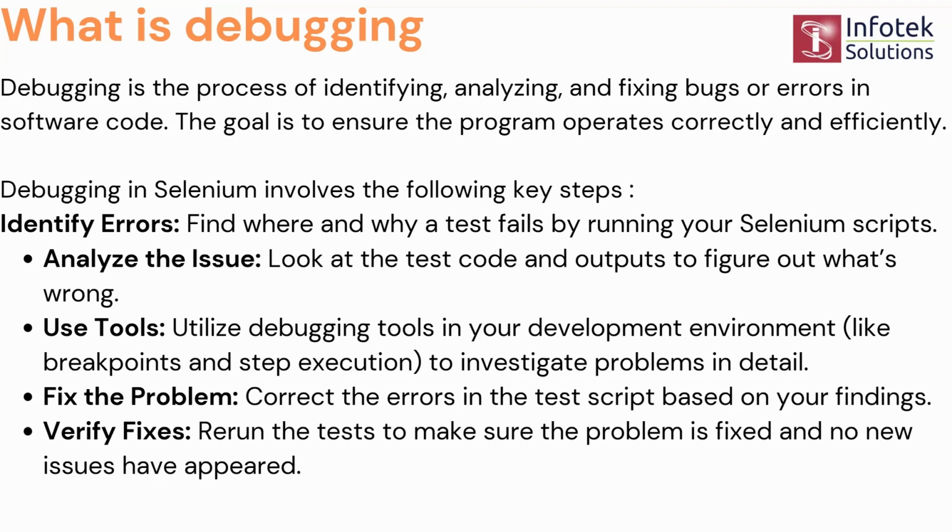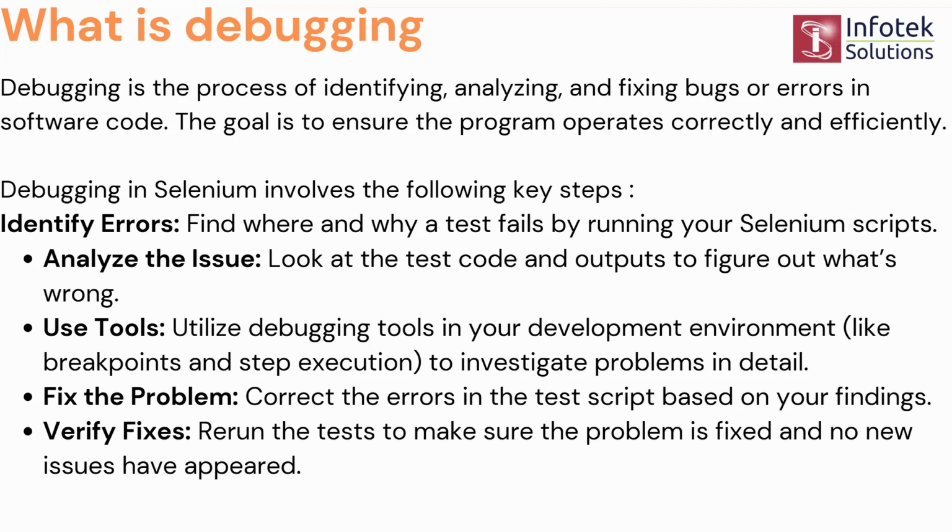The second one is to analyze the issue. Look at the test code and output to figure out what's wrong. So the second point is that we are figuring it out, we are doing the analysis of the output, whatever we are getting through debugging. So we can at least get an idea of where exactly we are going wrong.